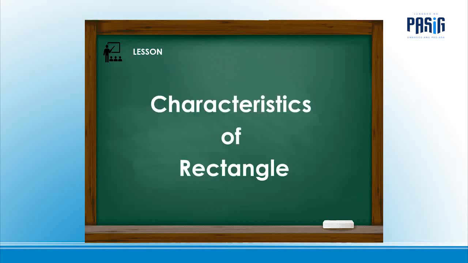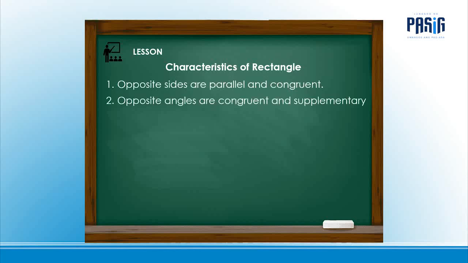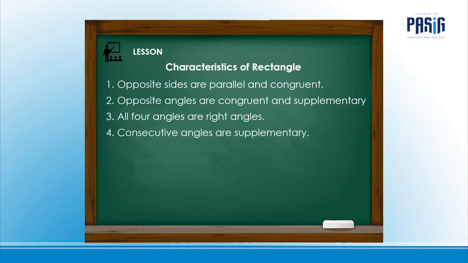Let us start with rectangle. So here are the characteristics of rectangle. Number 1, opposite sides are parallel and congruent. Second, opposite angles are congruent and supplementary. Number 3, all four angles are right angles. Number 4, consecutive angles are supplementary.